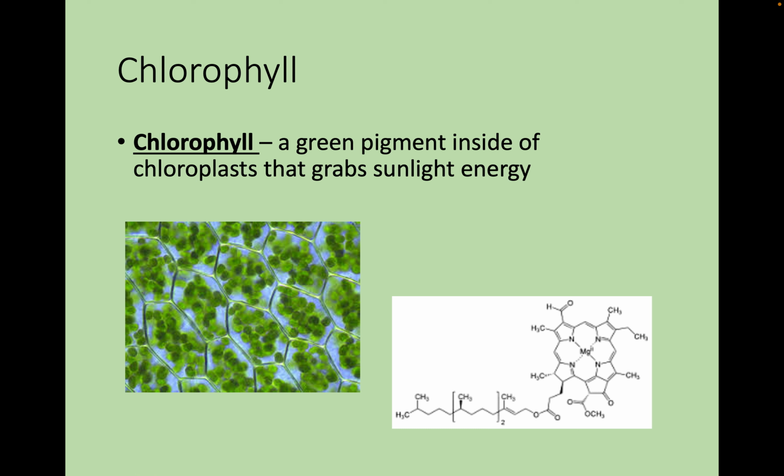Inside of chloroplasts, we have a molecule called chlorophyll, which looks like this if you want to know. You don't have to remember that structure. She's like, wow, that's complicated. We're going to move on. Chlorophyll is a pigment that grabs the sunlight energy. So the chlorophyll is physically how it collects that energy from the sun.